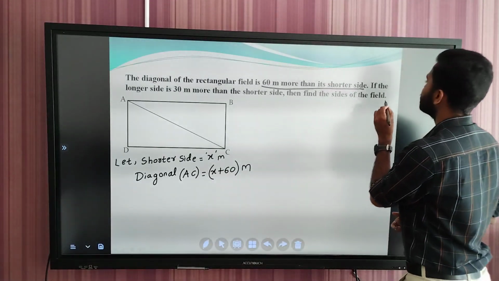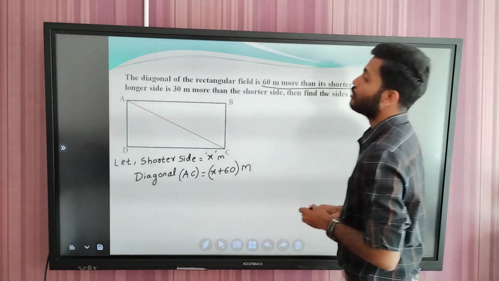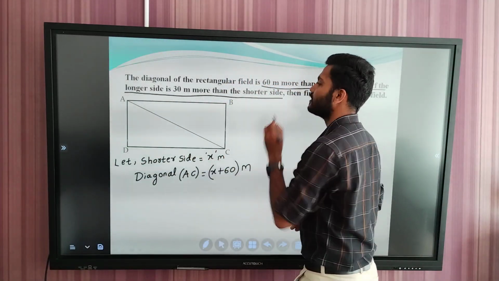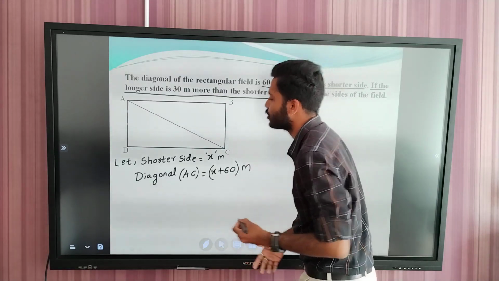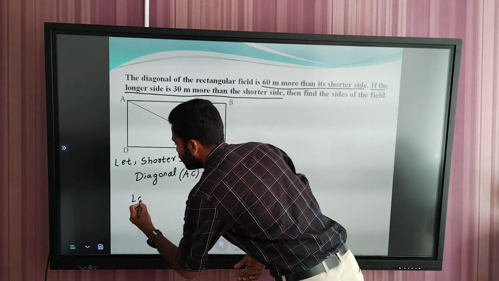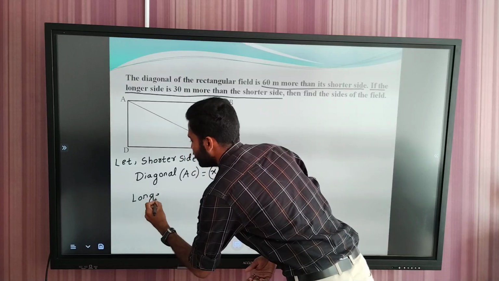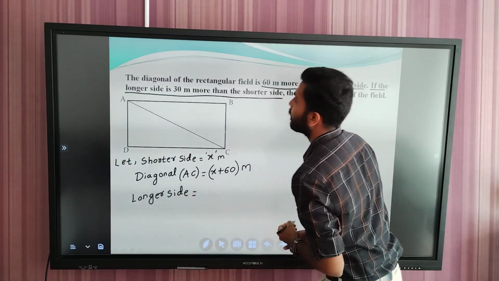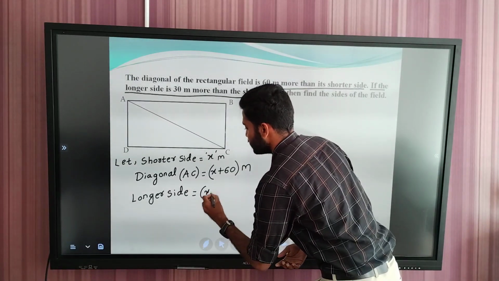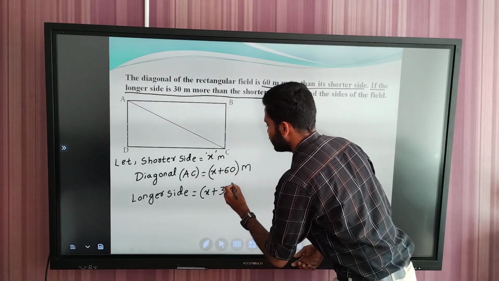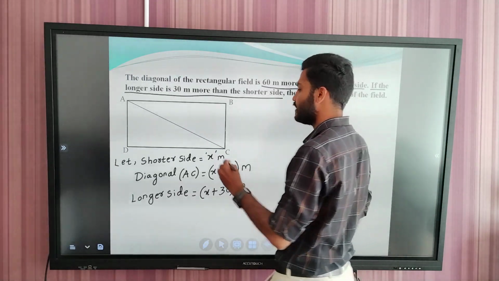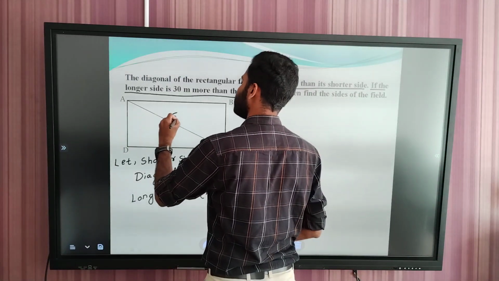Now, what is that telling us? If the longer side is 30 meter more than the shorter side, again with reference to shorter side, we have the longer side as well. So longer side is equals to what? x plus 30 meters, because it's 30 meters more than the shorter side. Correct? So now we have the diagonal, which is x plus 60.